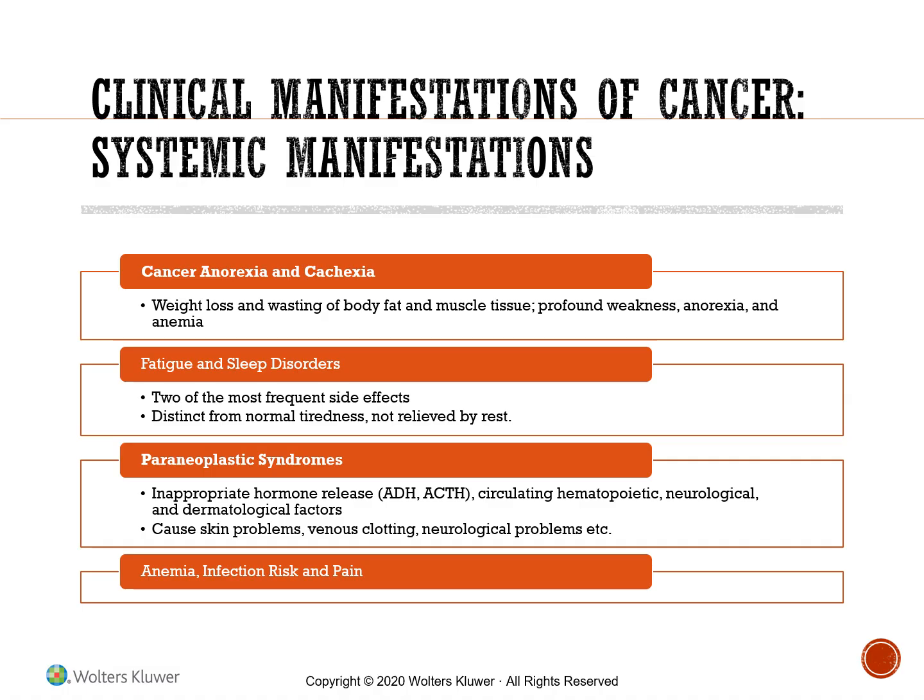And the final clinical manifestations I'll note are again anemia. So reduced red blood cell counts are very common in patients with cancer. Increased infection risk is very common in patients with cancer. And the final clinical manifestation is pain, especially in later stages of cancer. We have pain that is usually significant and often very difficult to treat.